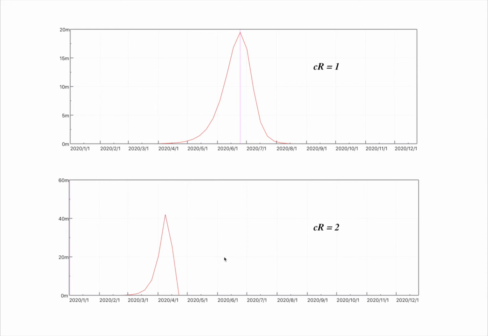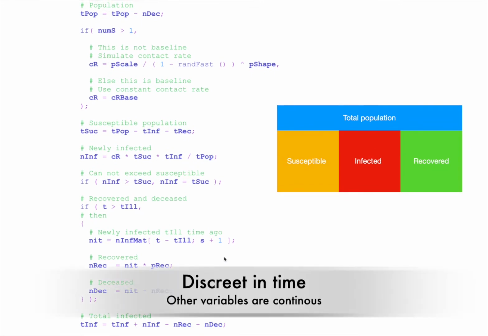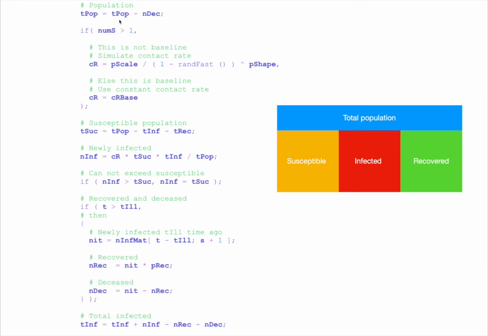Okay. Now let me go through my model equation by equation. Because mine's a discrete simulation, at the outset of each simulation round I adjust the total population by the newly deceased of the previous round. So at the outset, the population is adjusted by removing the fatalities from it. Then, depending on whether or not it's a simulation, I will simulate the contact rate using a Pareto, or I will just use a baseline contact rate.